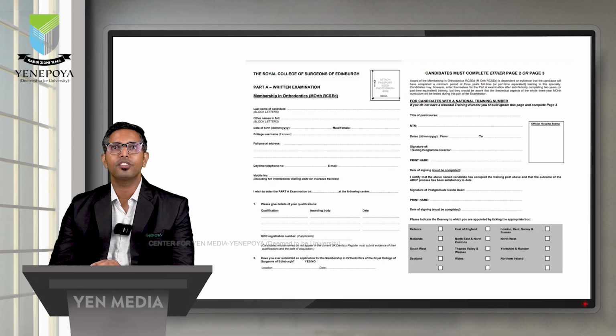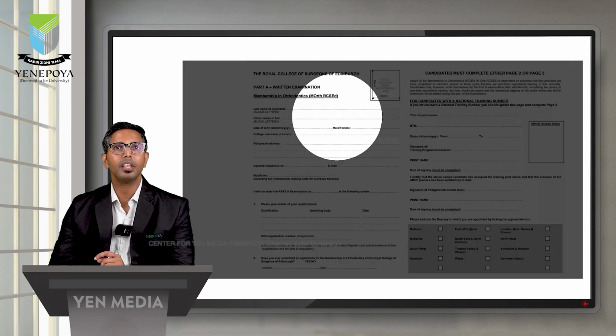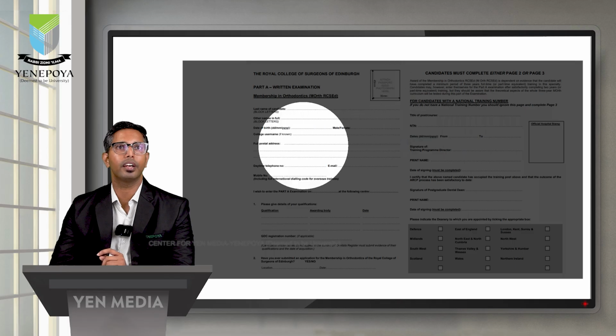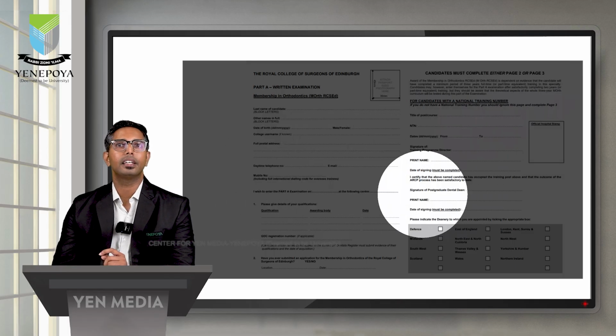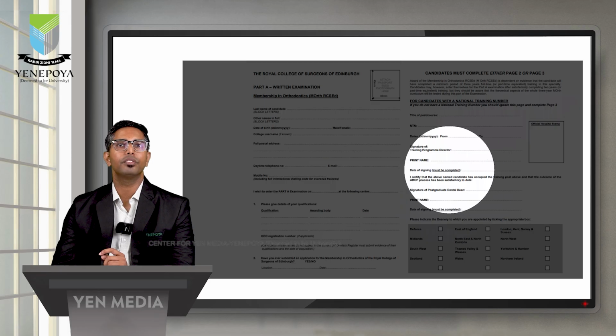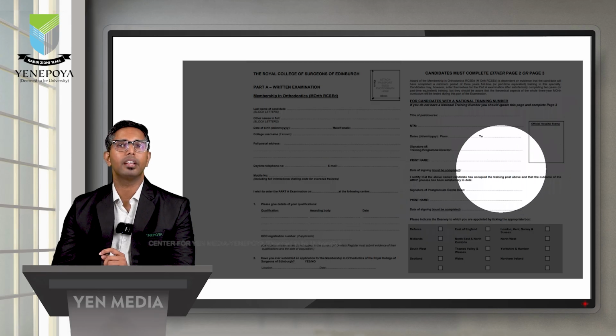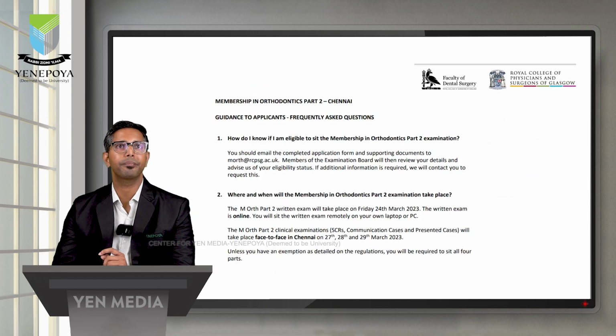So this is the application form of the Edinburgh program. As you can see here, you will have to attest your photograph and write all your details, and also take a signature from your HOD or the clinical in charge, whoever was there at that point of time.